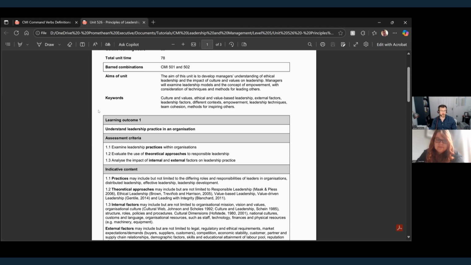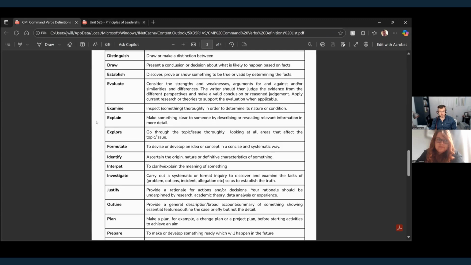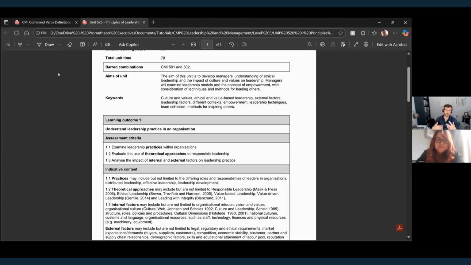Evaluate is the command verb here. This is where we need to look at strengths and weaknesses, arguments for and against, and try to bring some lived experience or evidence into play. At the end of the answer, you have to come up with a reasoned judgment of what you think, in this case, about the use of theoretical approaches for responsible leadership.